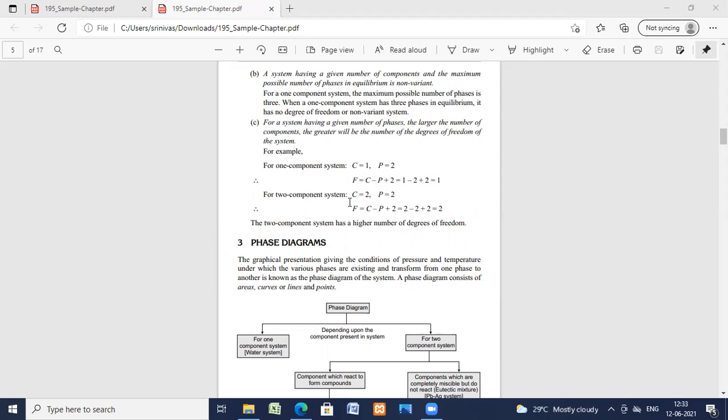For a two component system, C is equal to 2, P is equal to 2. What is the phase rule? F is equal to C minus P plus 2. C is 2, P is 2, so 2 minus 2 plus 2, you will get 2. It will be a bivariant system. The two component system has a greater number of degrees of freedom when compared to the one component system.